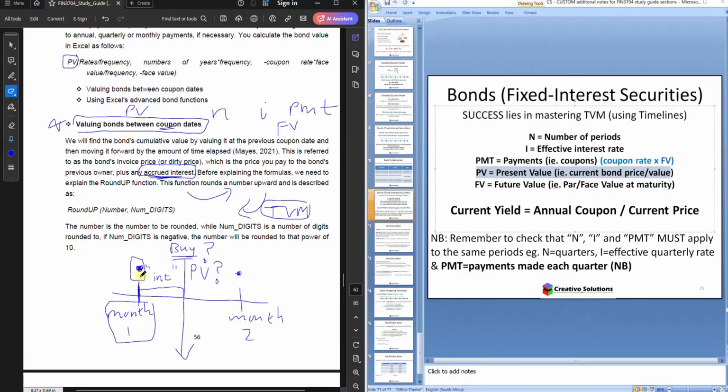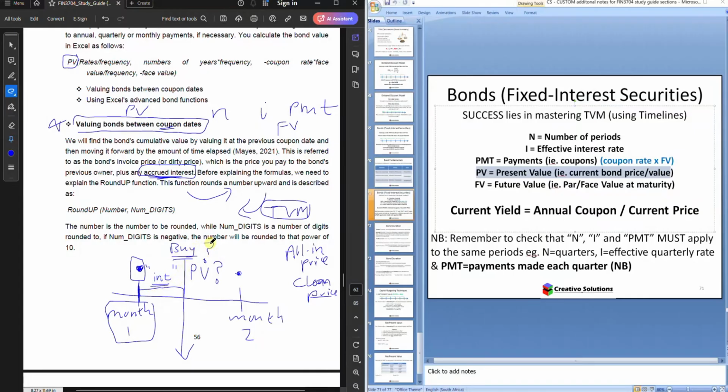It is a lot more complicated than this because it is dependent on the number of days. There's an all-in price. There's a clean price. These are different prices that are used to establish whether you have a portion of the interest or not.